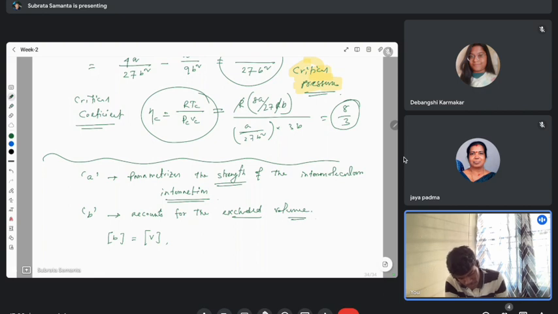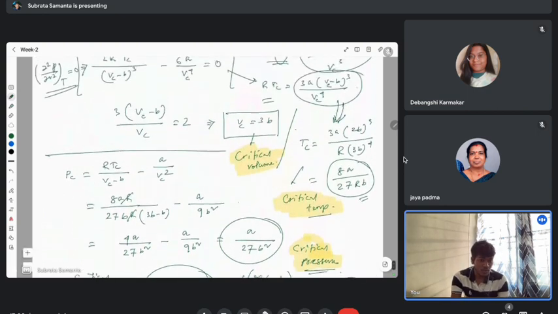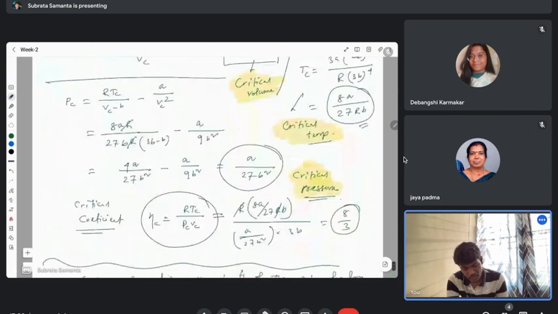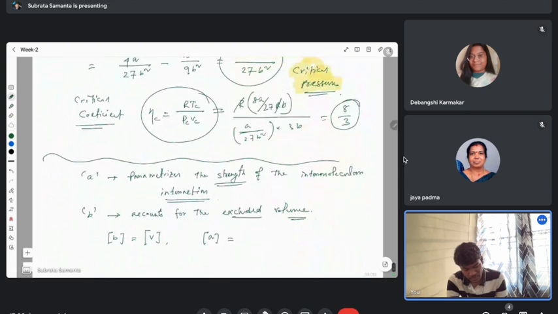What is the dimension of a? We know that when we add two quantities, the dimensions must be the same. So that means the dimension of a is the dimension of P times the dimension of V squared.